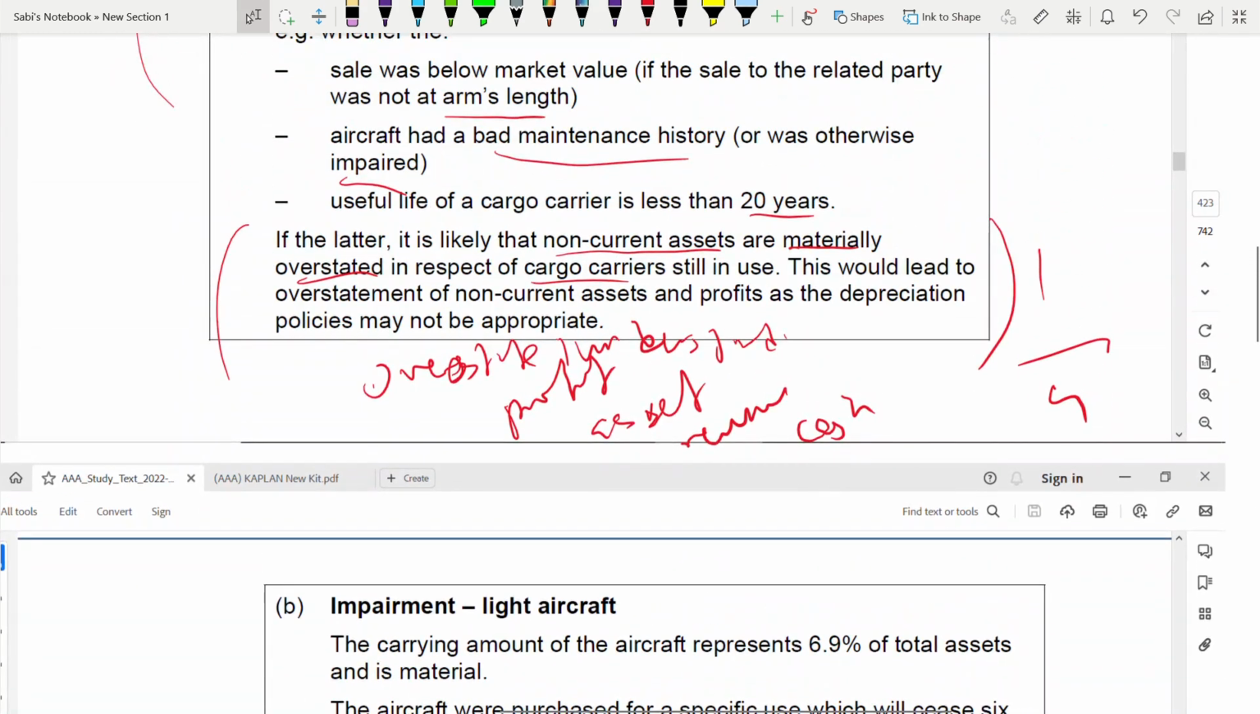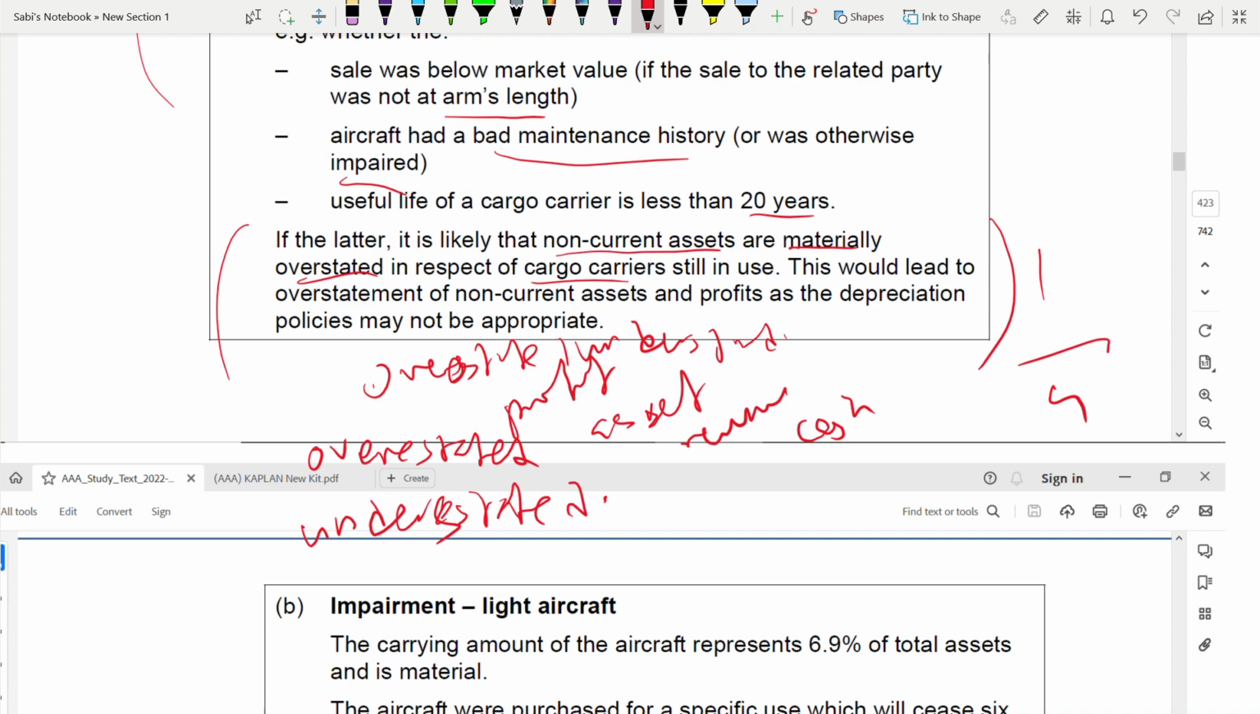Sorry, my handwriting is not clear. I will write it again. Overstated or understated. This is what you have to mention. The last 1 mark is for that only. In this case, non-current asset is overstated.